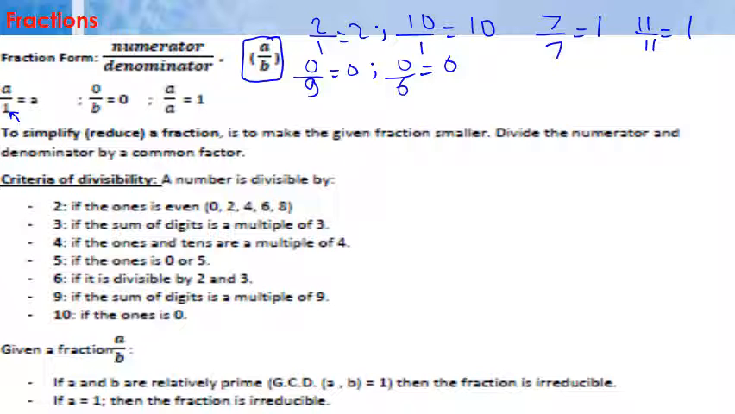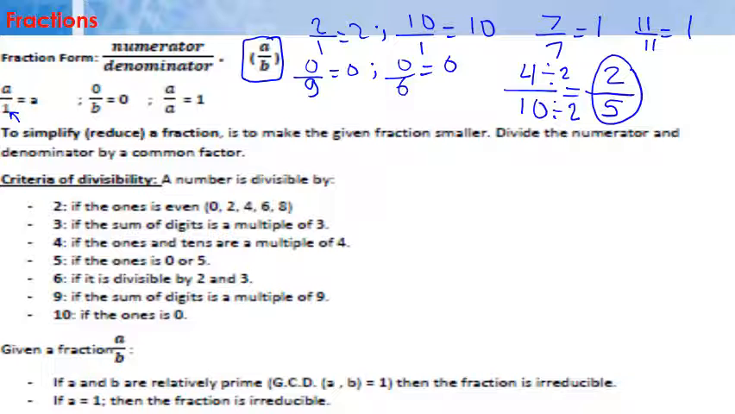To simplify or reduce a fraction is to make the fraction smaller. So we divide the numerator and denominator by a common factor. Suppose we have 4 over 10. There is a common factor between 4 and 10, which is 2. So we divide up by 2 and down by 2. 4 divided by 2 is 2. 10 divided by 2 is 5. 2 over 5 is a simplified form of 4 over 10.